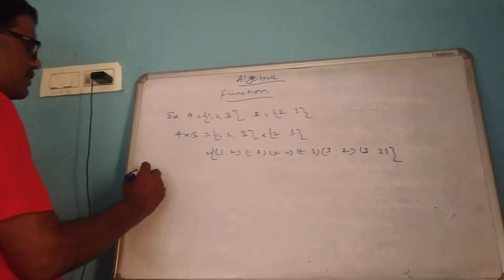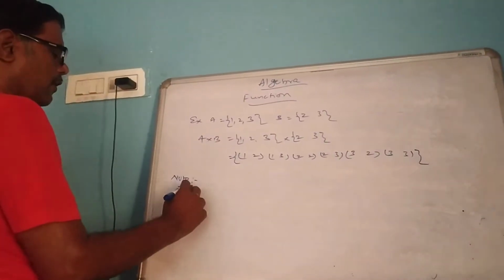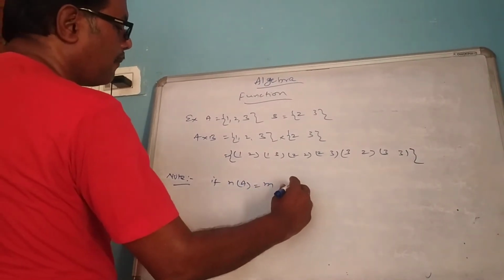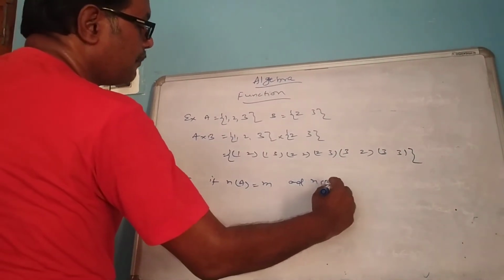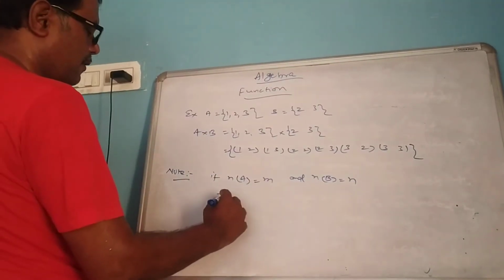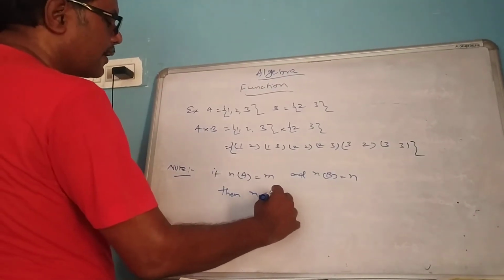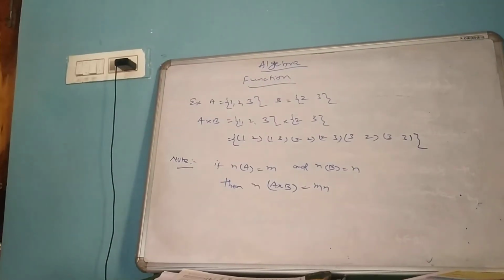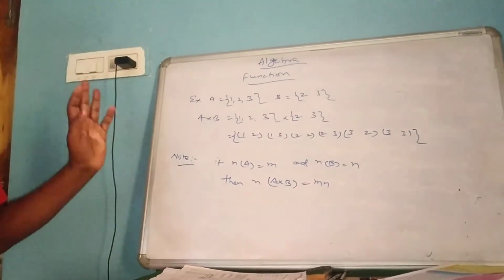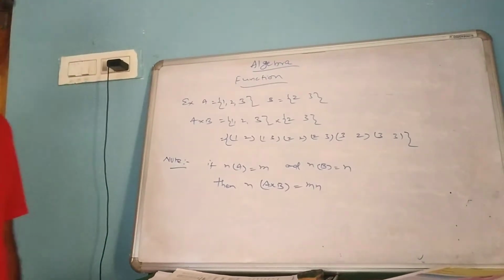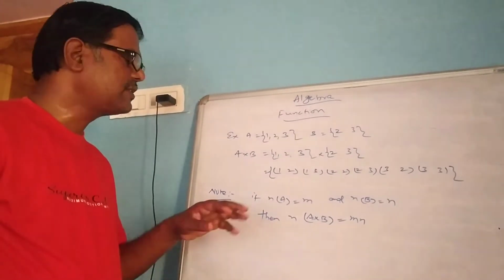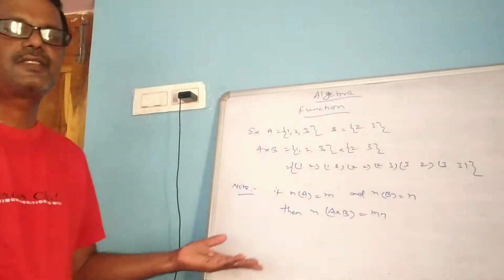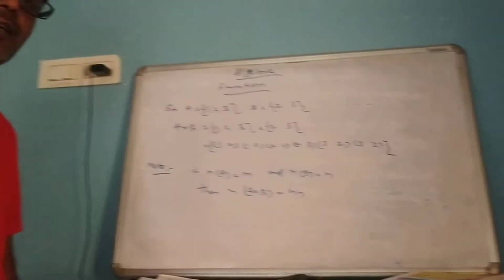You must observe this note very clearly. If the number of elements in A is equal to m and the number of elements in B is equal to n, then the number of elements in A cross B is equal to mn. Here both must be non-empty sets. If any set is empty, then A cross B is empty, which is undefined. Okay, friends?